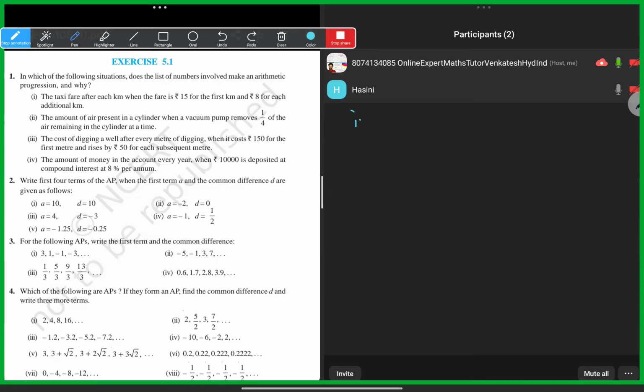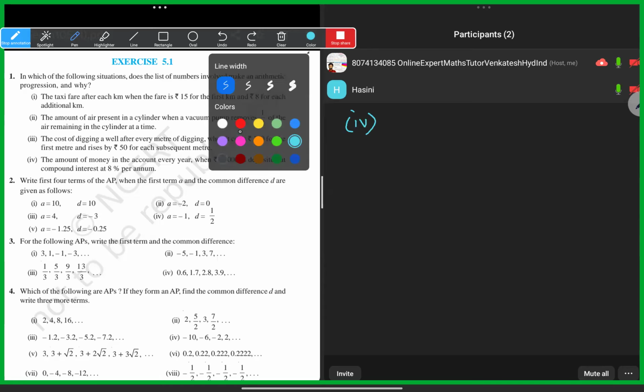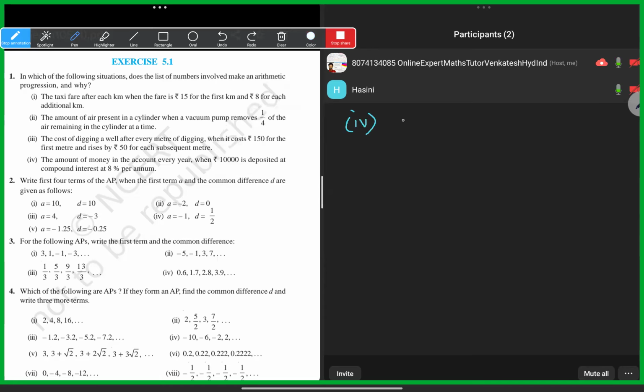Fourth one, originally the principal, the starting value. What is the starting value? 10,000. Originally, the person kept 10,000 in that bank. Our percentage is 8, so 8% interest. N means the number of years. They're asking us to check every year, no? Yes, sir. Every year, so N is the number of years.